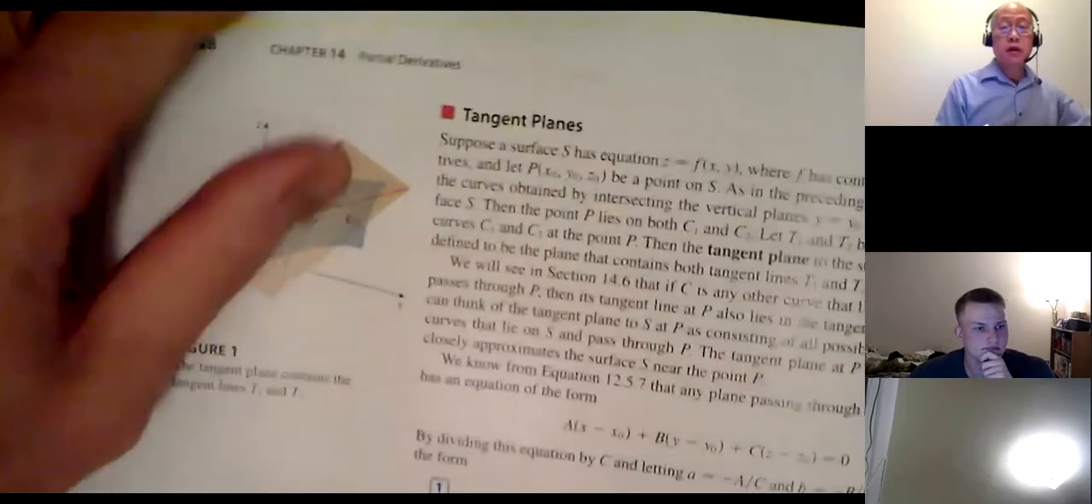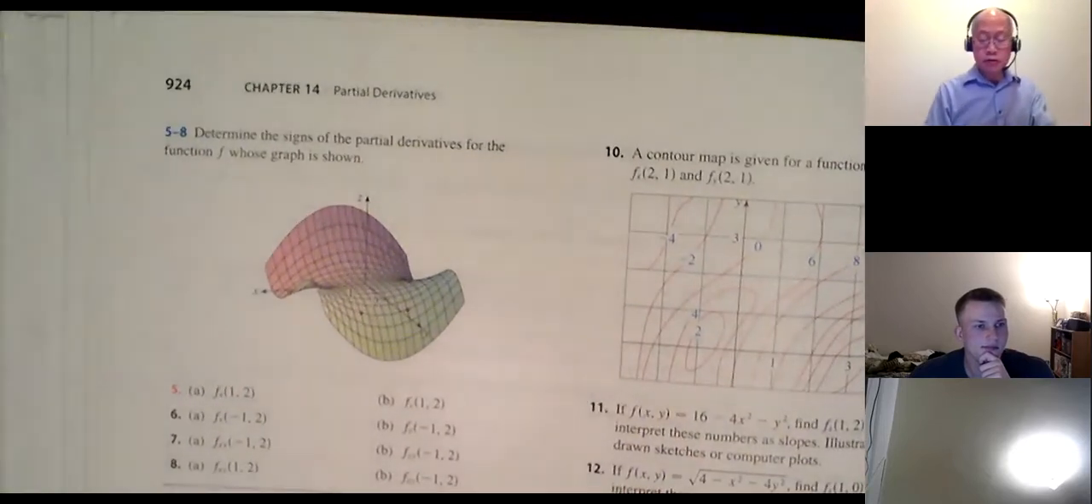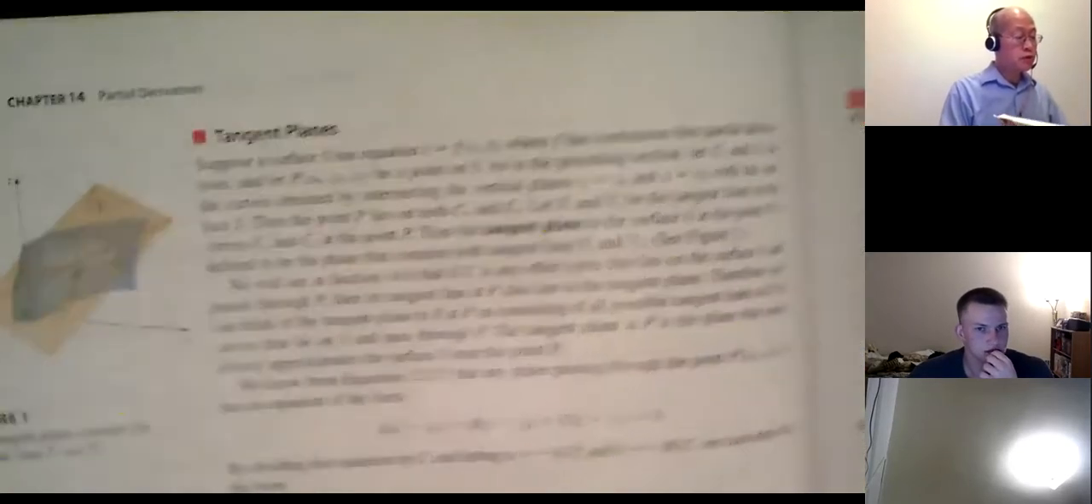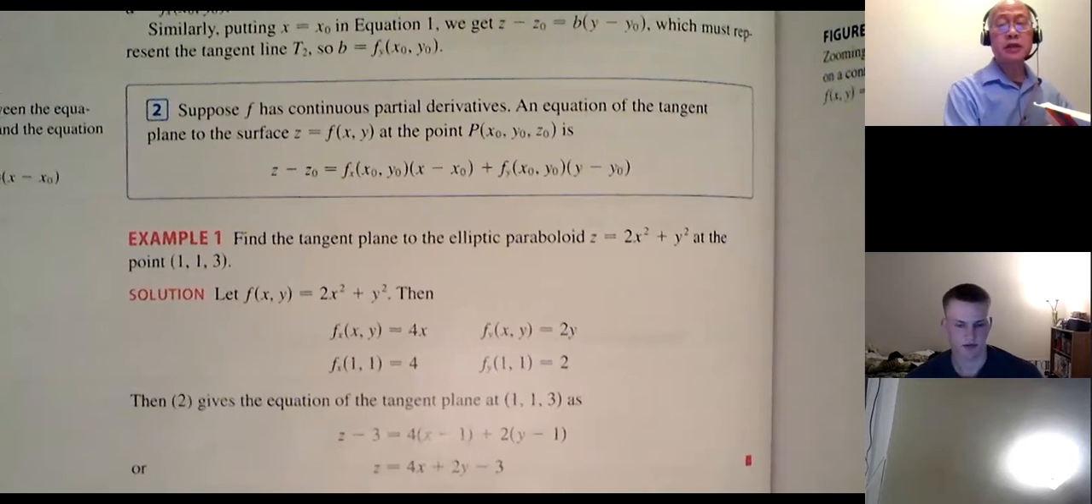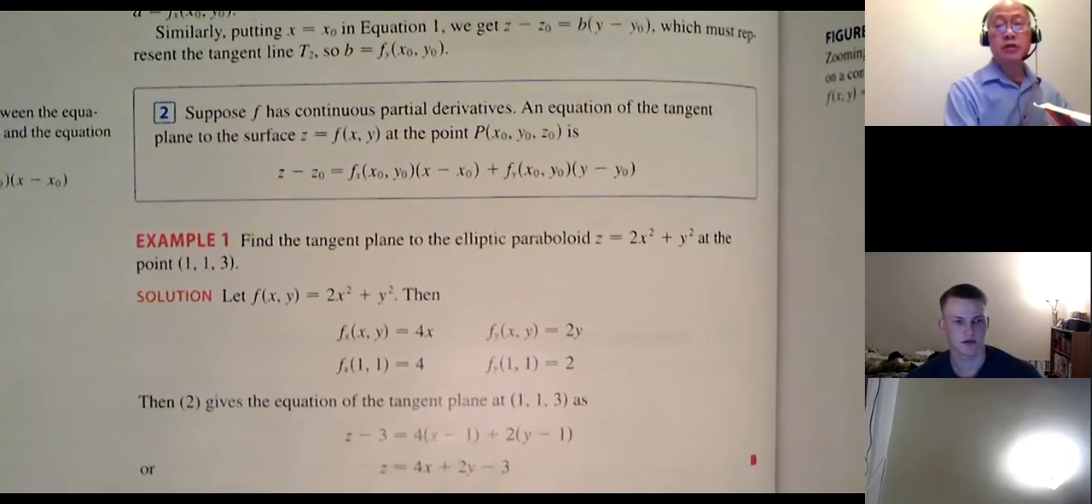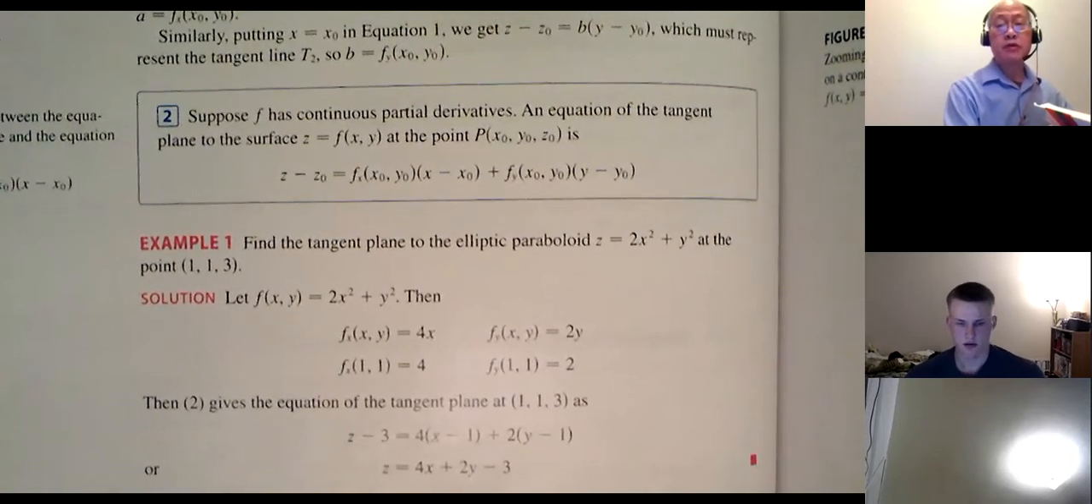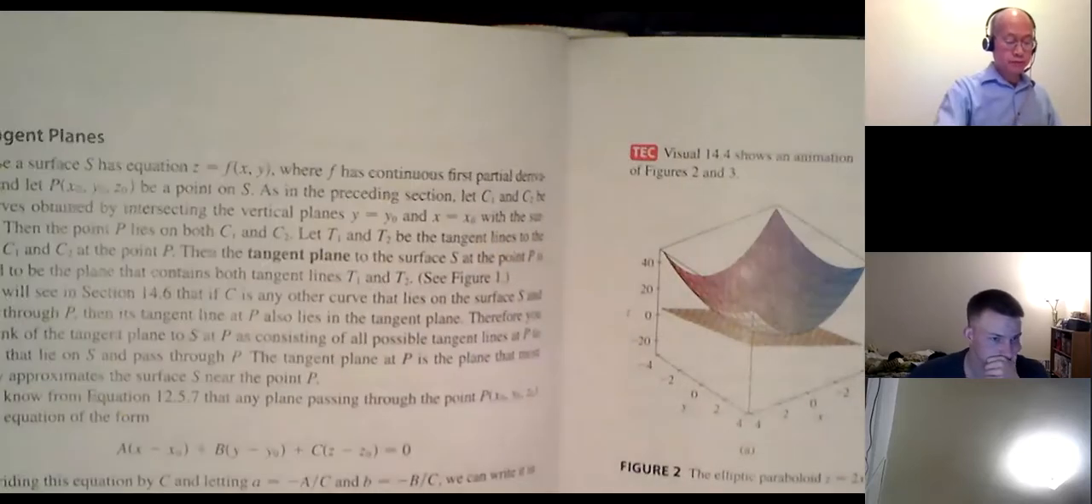Okay, so 14.4. We were doing tangent planes to level surfaces and linear approximations, 14.4, page 927. This is the one that we're using, page 928: z minus z0 equals partial of f with respect to x times x minus x0, plus partial with respect to y times y minus y0.